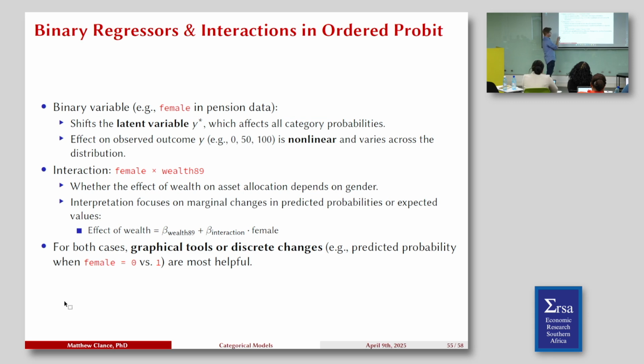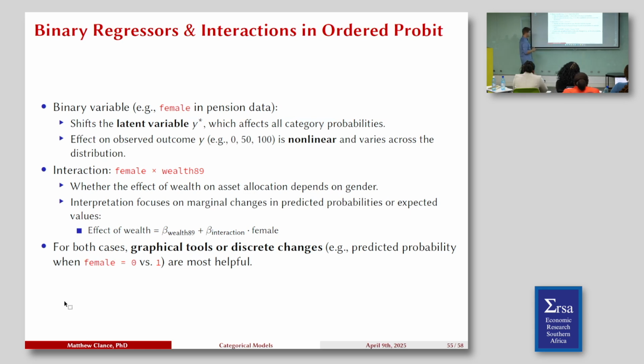In this case, the interpretation focused on the marginal changes in the predicted probability. So the effect of wealth, if I'm looking at that, is the coefficient on wealth and this interaction times female. Or sorry, that shouldn't have been interaction. That should have been wealth 89 times female. Sorry, this is the coefficient, not the interaction. So when I take the derivative, that is going to be inside the function, remember? So it's going to be the tau, whatever tau we're at, minus x beta. This is where this is coming in.